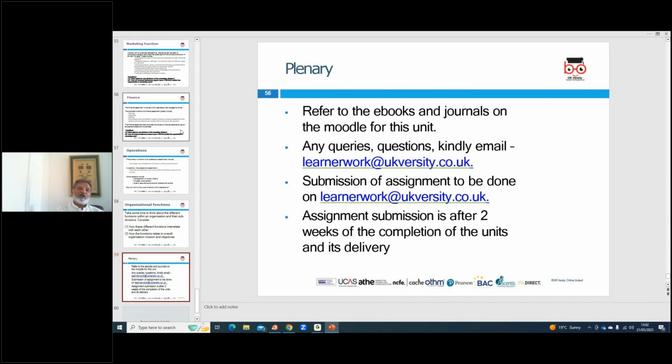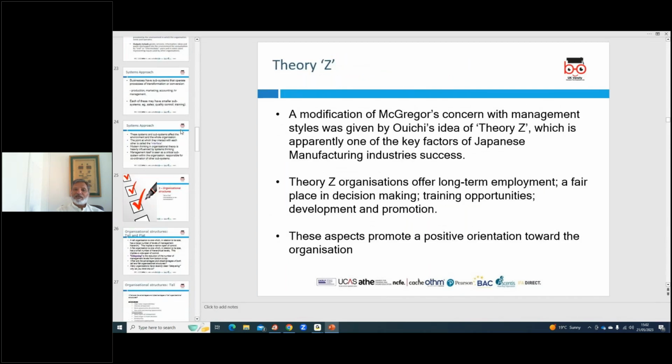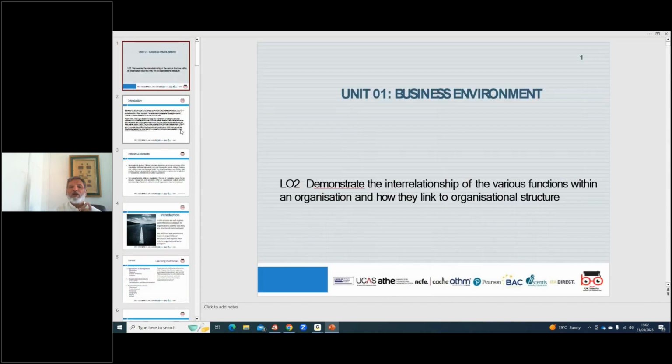So let's go back to what we set out to do initially. We set out to do LO2. We need to look at the different functions and their interrelationship, so this is what we set out to do. Basically, these were our tasks.